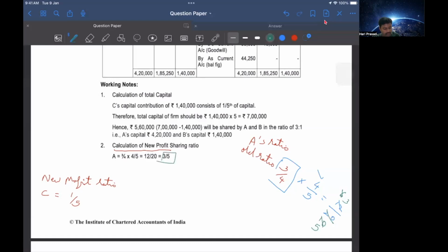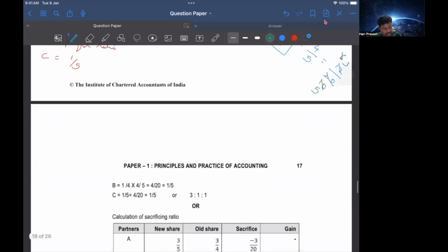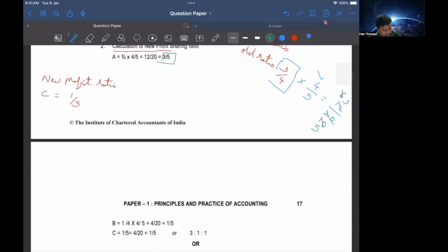This is the new profit sharing ratio of A. In the same way, let's find out the new profit sharing ratio of B. What is the old profit sharing ratio of B? Old ratio of B is 1/4 into the remaining ratio, 4/5. The answer here is 4 into 1, 4 divided by 20.